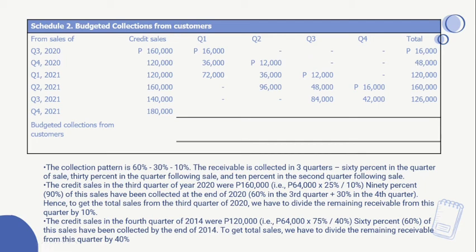Quarter 1 of year 2022. Then, quarter 4 sales, ang 60% makolect siya on quarter 4. Then, ang remaining 40% year 2022 na po siya makolect. So, i-add na to siya. Budgeted collections from customers on quarter 1, we have 124,000, quarter 2, 144, quarter 3, also 144. Then, quarter 4, we have 166. Then, ang total collections for the year should be 578,000.